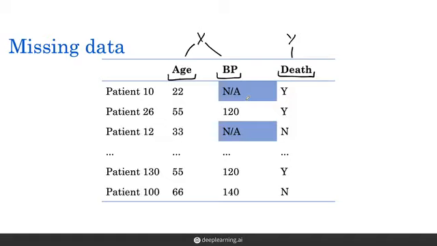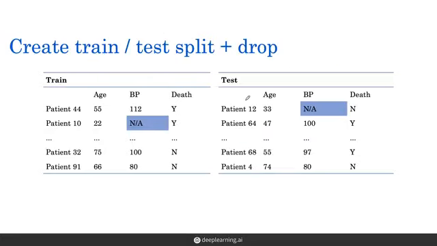this data. So the first step that we might take in our machine learning pipeline is creating a train test split. So we have a data set and we split it into a train set and a test set. And notice that both of them contain patients with missing blood pressure measurements. A standard next step at this stage is simply to exclude the records of the individuals with missing data. So we would say we won't use patient 10 data, and on the test set, we won't use patient 12's data.